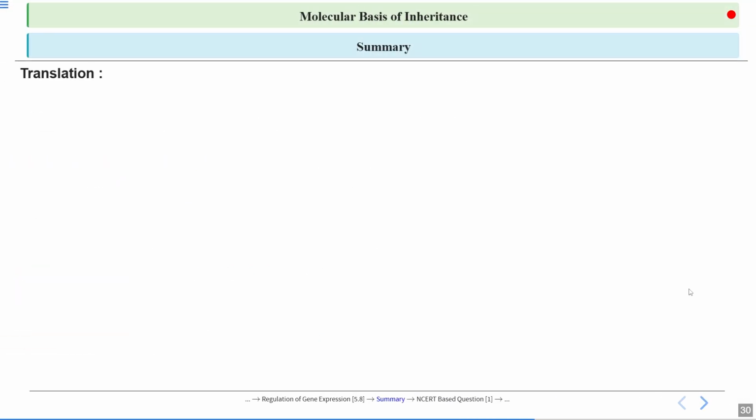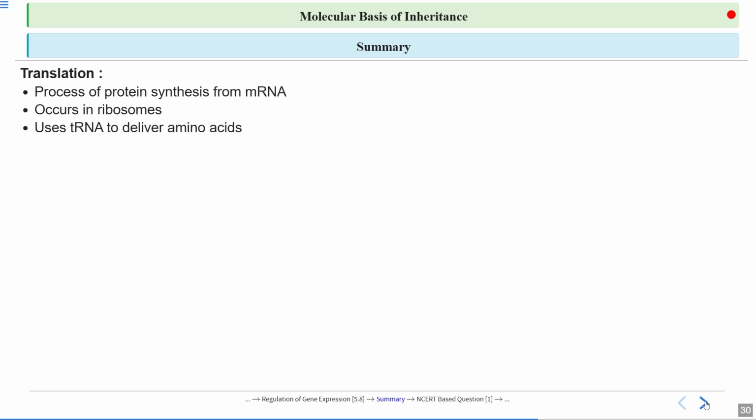So now let's come to the summary. If we talk about translation, what is translation? Translation is the process of protein synthesis from mRNA. It occurs in the ribosome and uses tRNA to deliver amino acids. Three steps, initiation, elongation and termination, are required. In today's topic of translation, we first studied how aminoacylation takes place, how the tRNA becomes charged. When the amino acid is attached to the tRNA, then the initiation step happens.